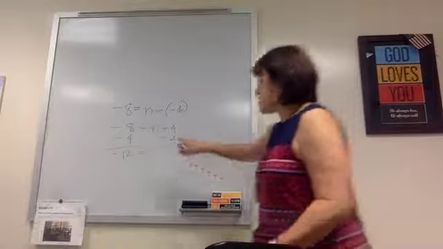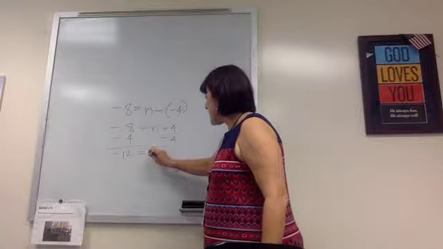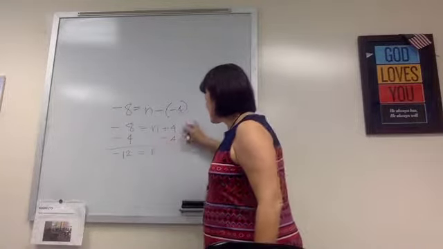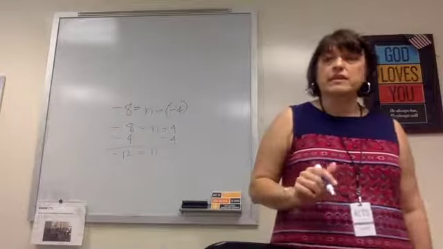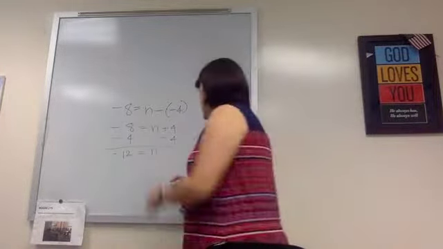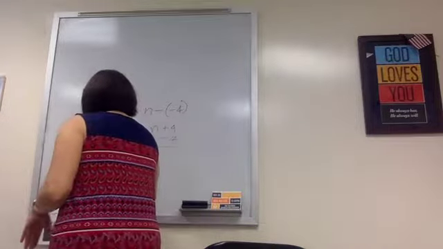Okay, so negative 12 equals, and then what am I going to have over here? And this combines into 0. So I just leave it as n. So n equals negative 12. All right. So what do I do to check it then, Emily?